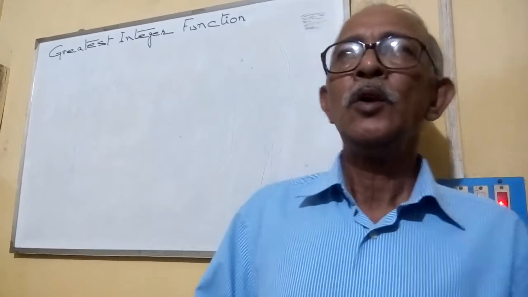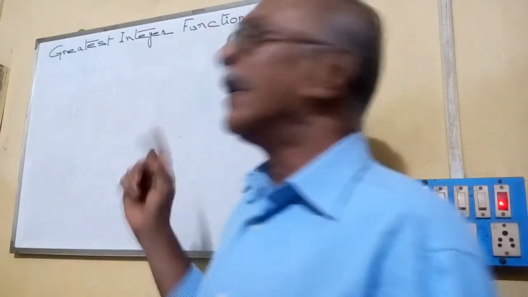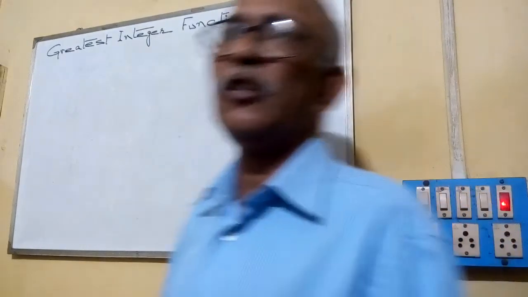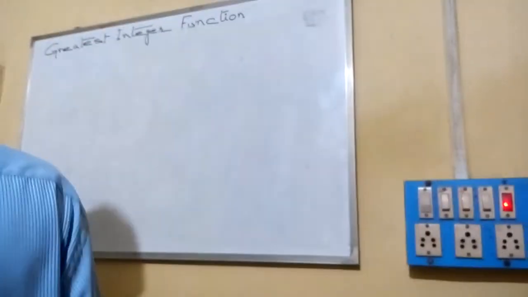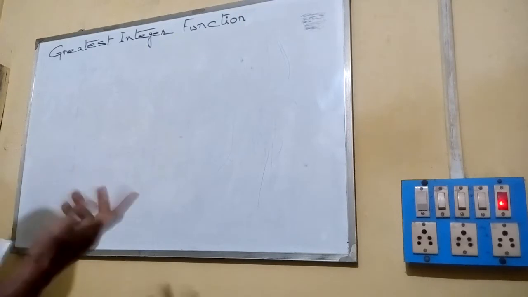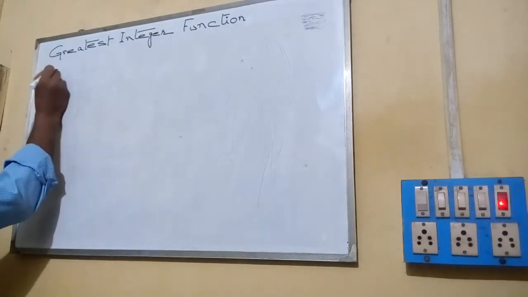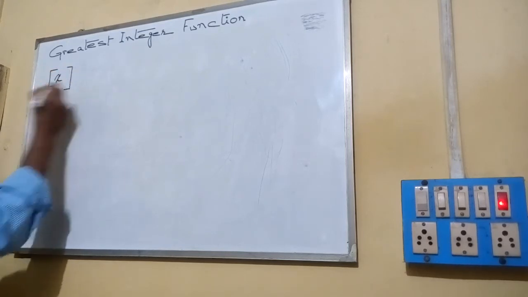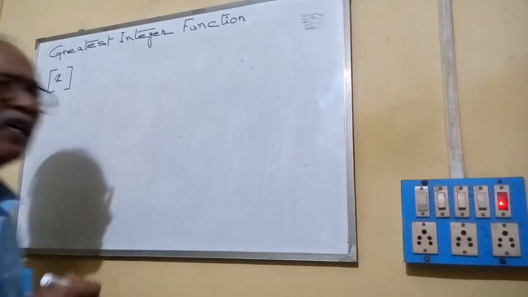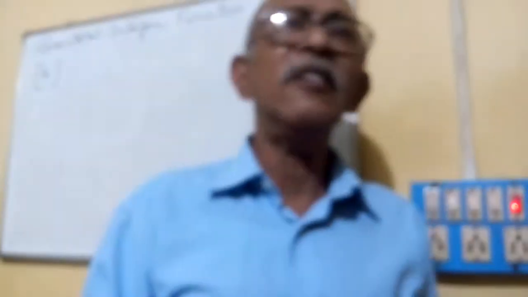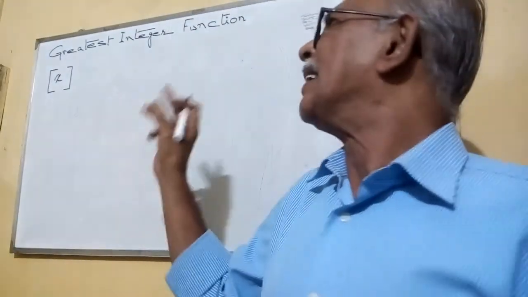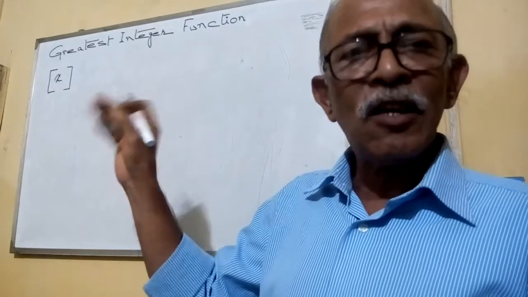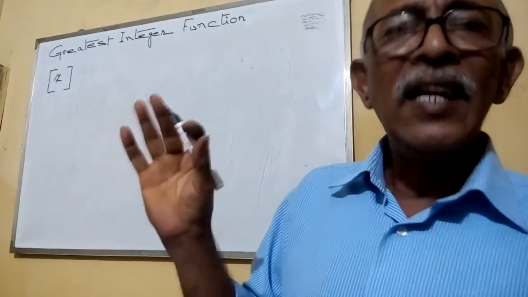Welcome. We will discuss the greatest integer function and also the decimal part of the function. Generally, by this symbol, we are representing the greatest integer function. What it means? It means the greatest integer in x not greater than x. Let us try to understand this one.